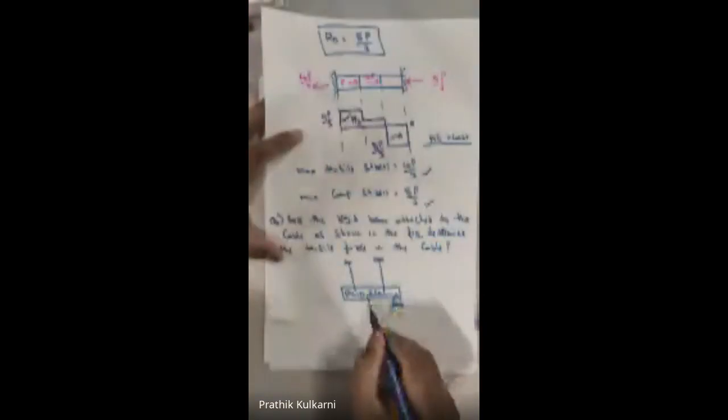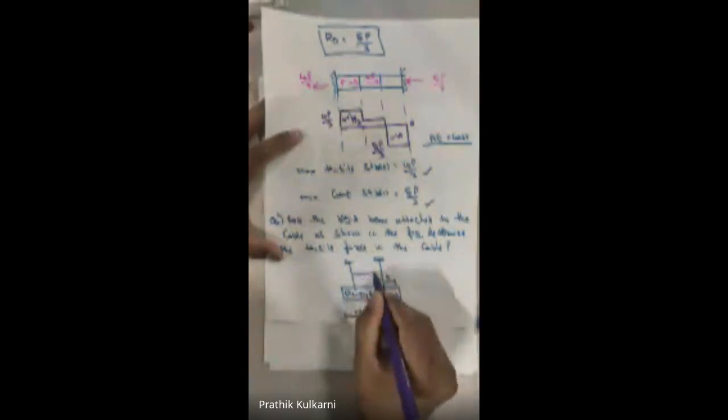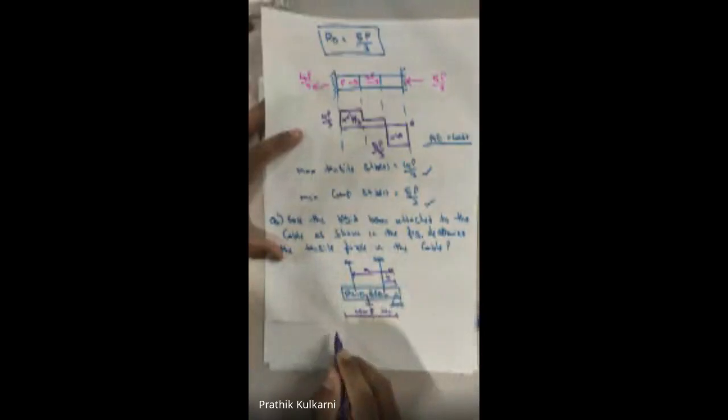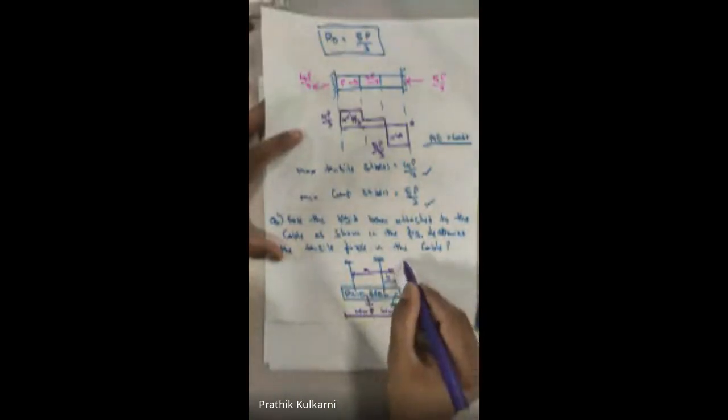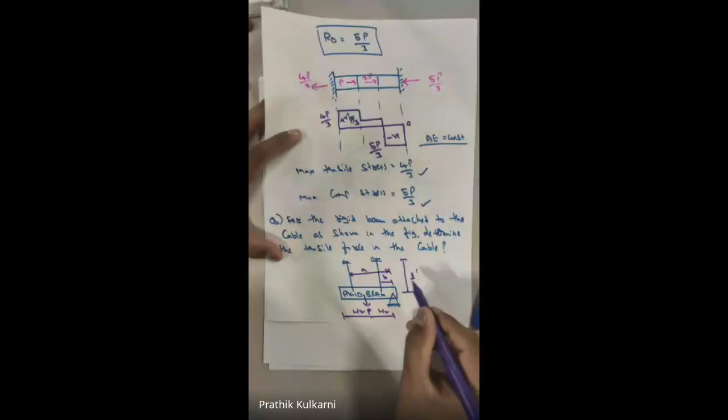Rigid beam. Here we have a force of P at a distance, from the center, of L by 2, L by 2. From this it is B distance, this is A distance. Fine. And this length you can take as L dash, AB.